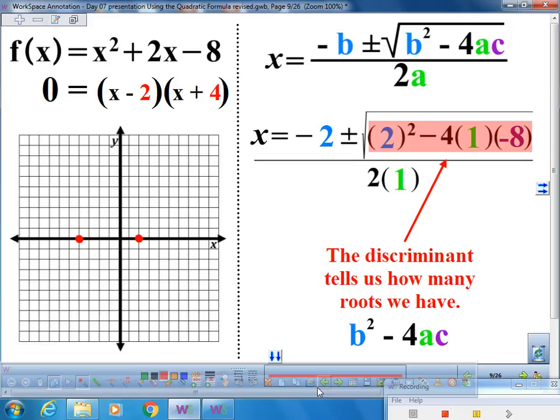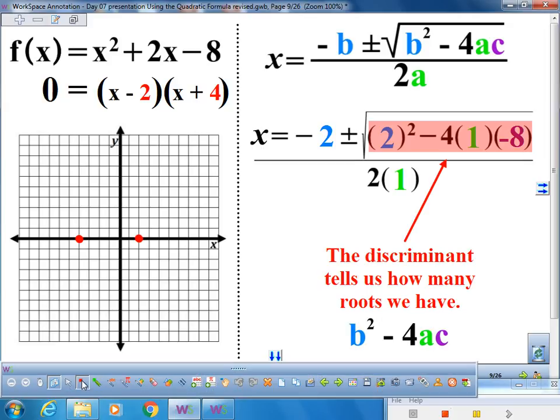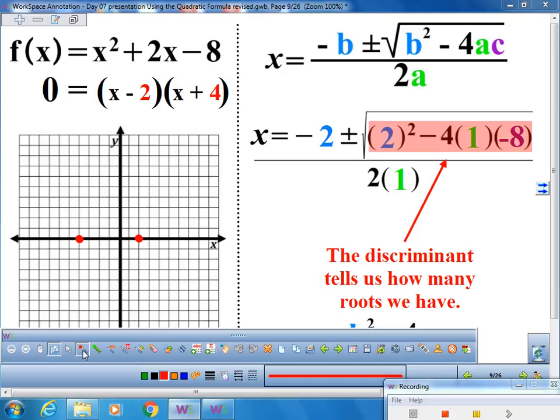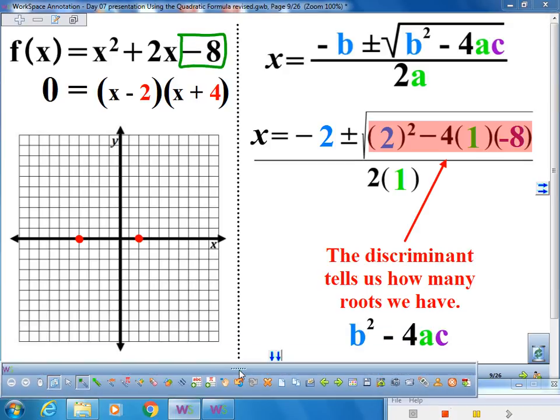Okay, so let's look at this example that I've got here. I've got 2 different roots here, right? I have a positive 2 and a negative 4. So I have those written in there. I also know another piece of information. What else do I know about it? The y-intercept. The y-intercept is at negative 8. So down here.